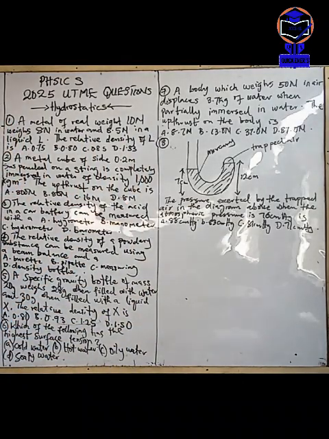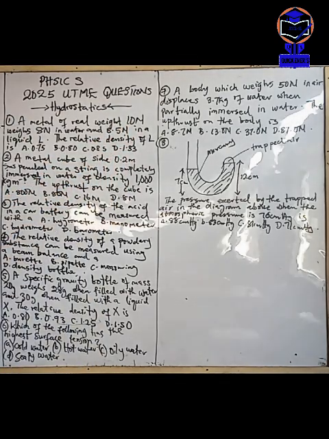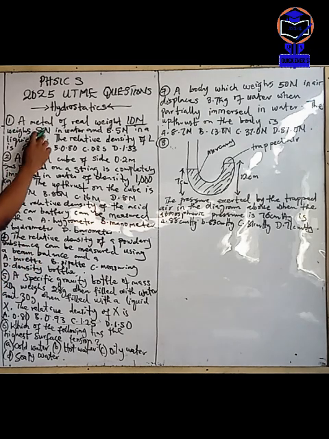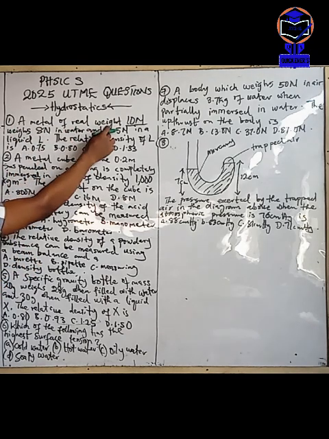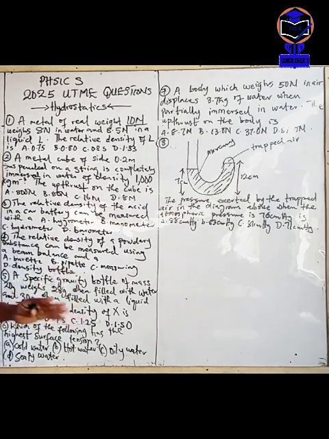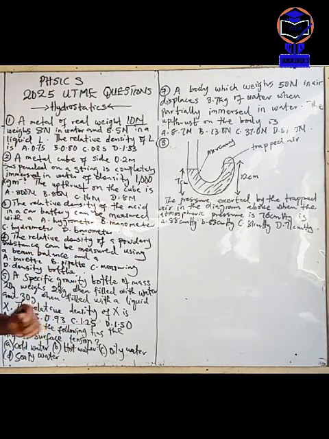We have a metal of real weight 10 Newton. It weighs 8 Newton in water and 8.5 in a liquid. The relative density of L is, so we are looking at the relative density of L, that's the relative density of the liquid, right?